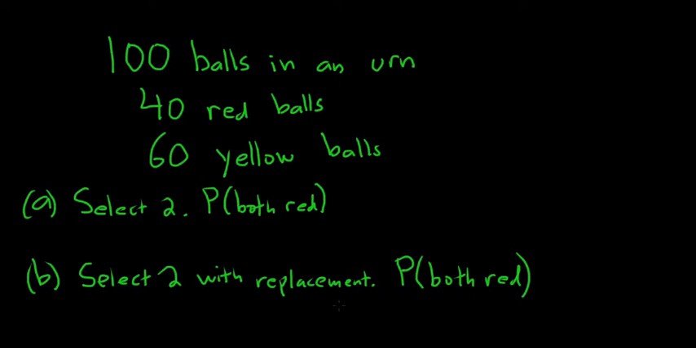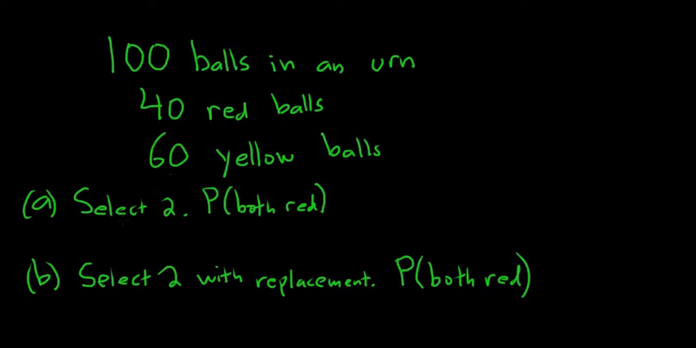Hi everyone, in this video we're going to talk about the multiplication rule, and we're going to do it through an example, so it's a shorter video. There are 100 balls in an urn, and 40 of them are red balls and 60 are yellow balls. That should make sense, because if you add 40 and 60 you do get 100.